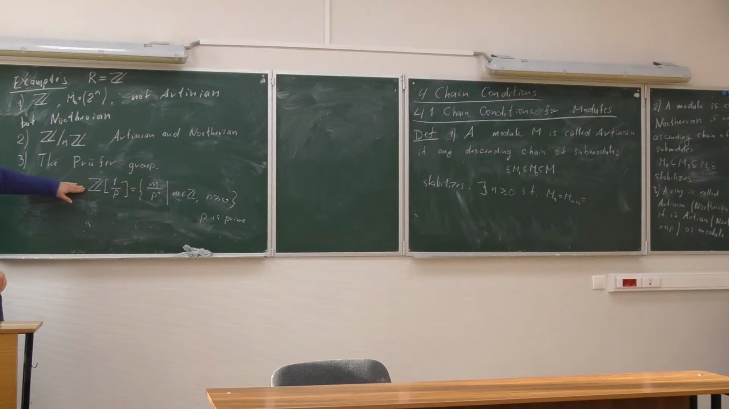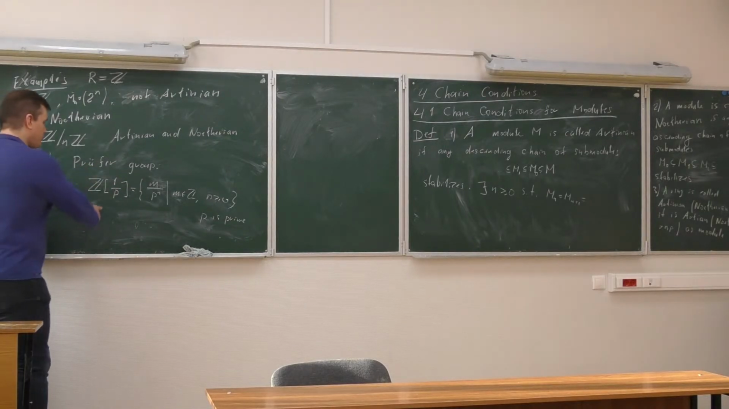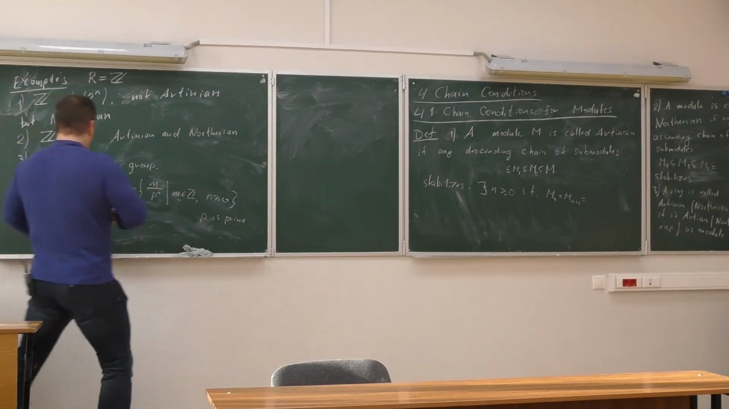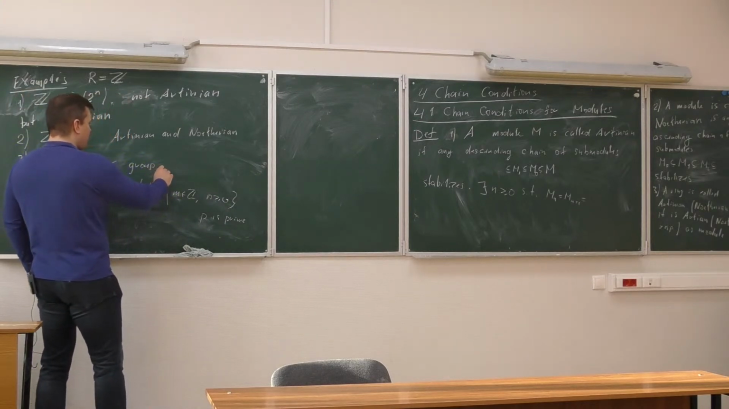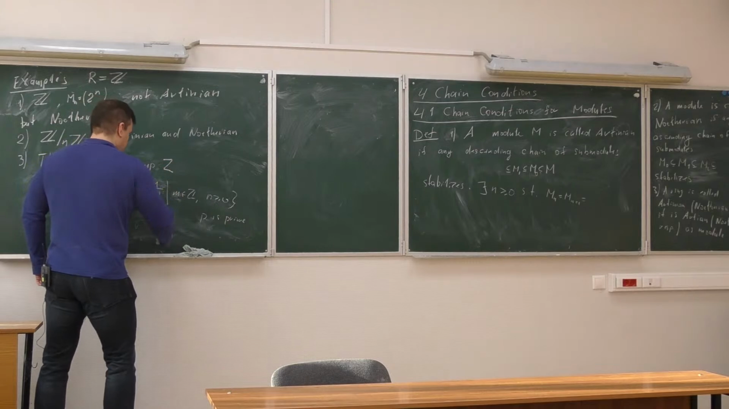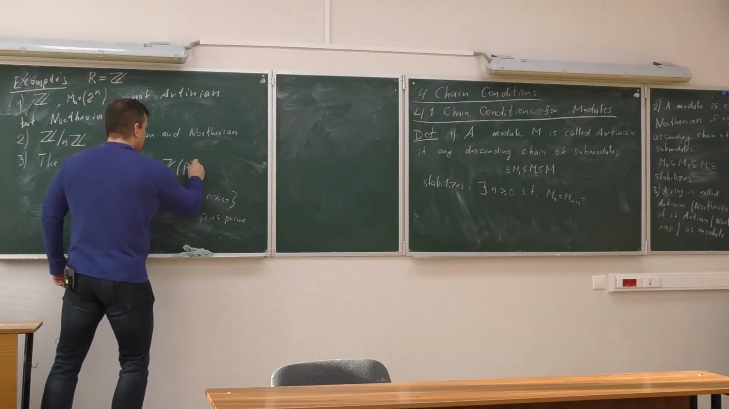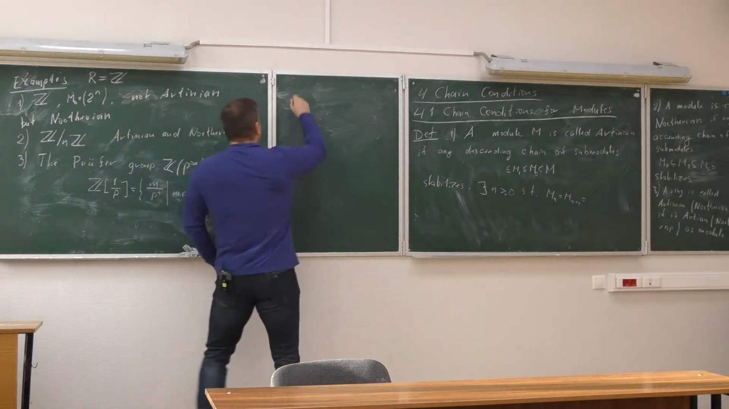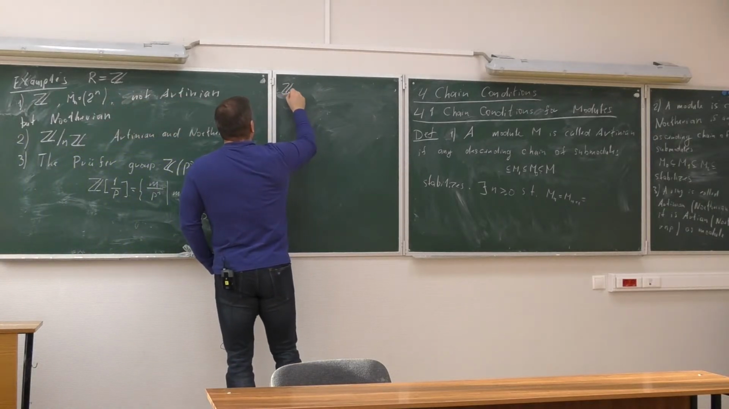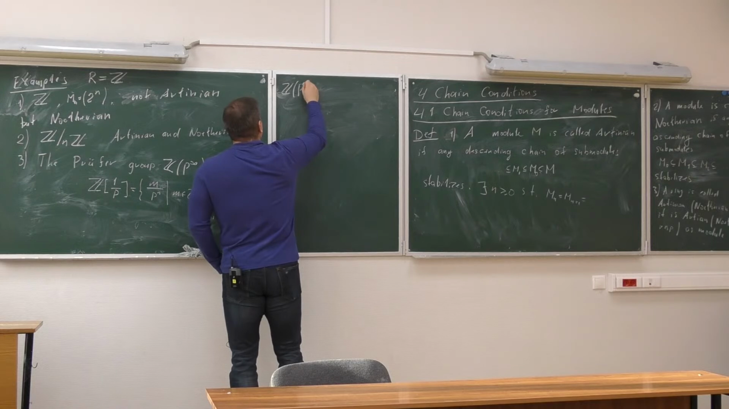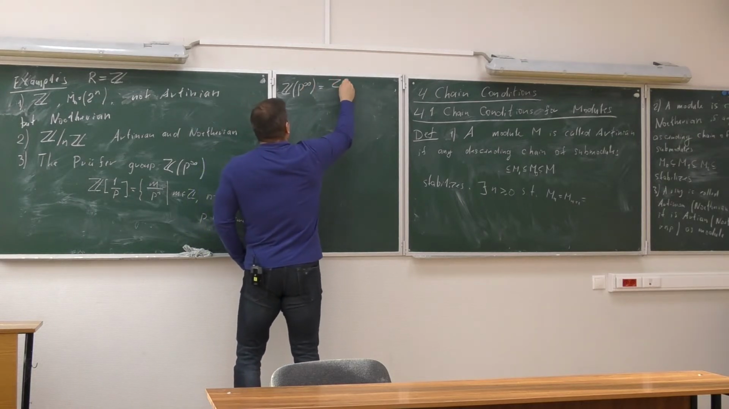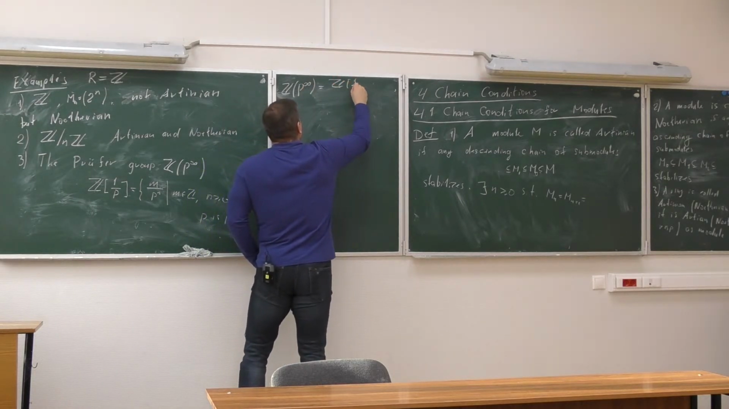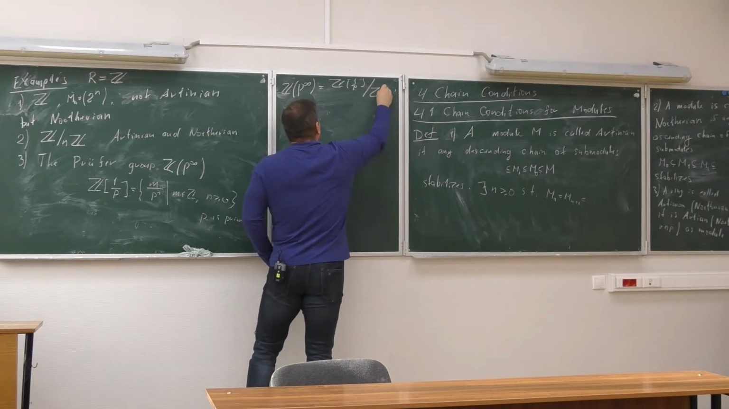This is a simple object. The Prüfer group is the quotient of this thing. So let me say maybe the Prüfer group Z, and then I add p infinity. So the definition of this object is the following. The Prüfer group is just the quotient of this thing that we just defined, modulo Z.